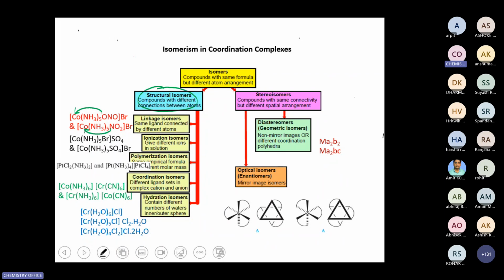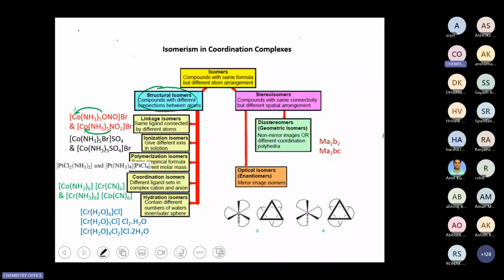If you see the molecular formula of this written in black, here both of them, the molecular formula is same. It is only the rearrangement of the outer sphere counter anion. In the first case, the sulfate ion is outside the coordination sphere. In the second case, bromide ion is outside the coordination sphere.